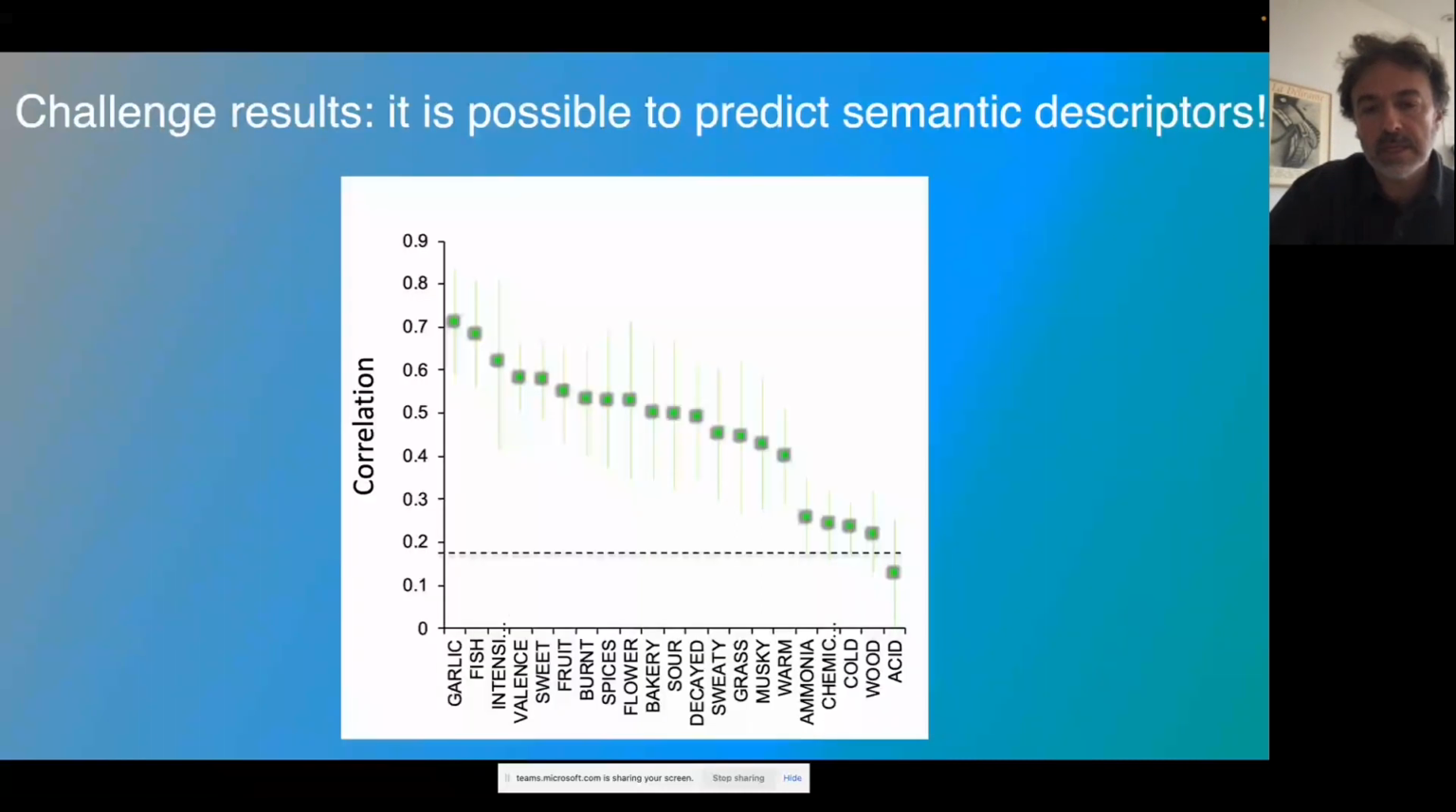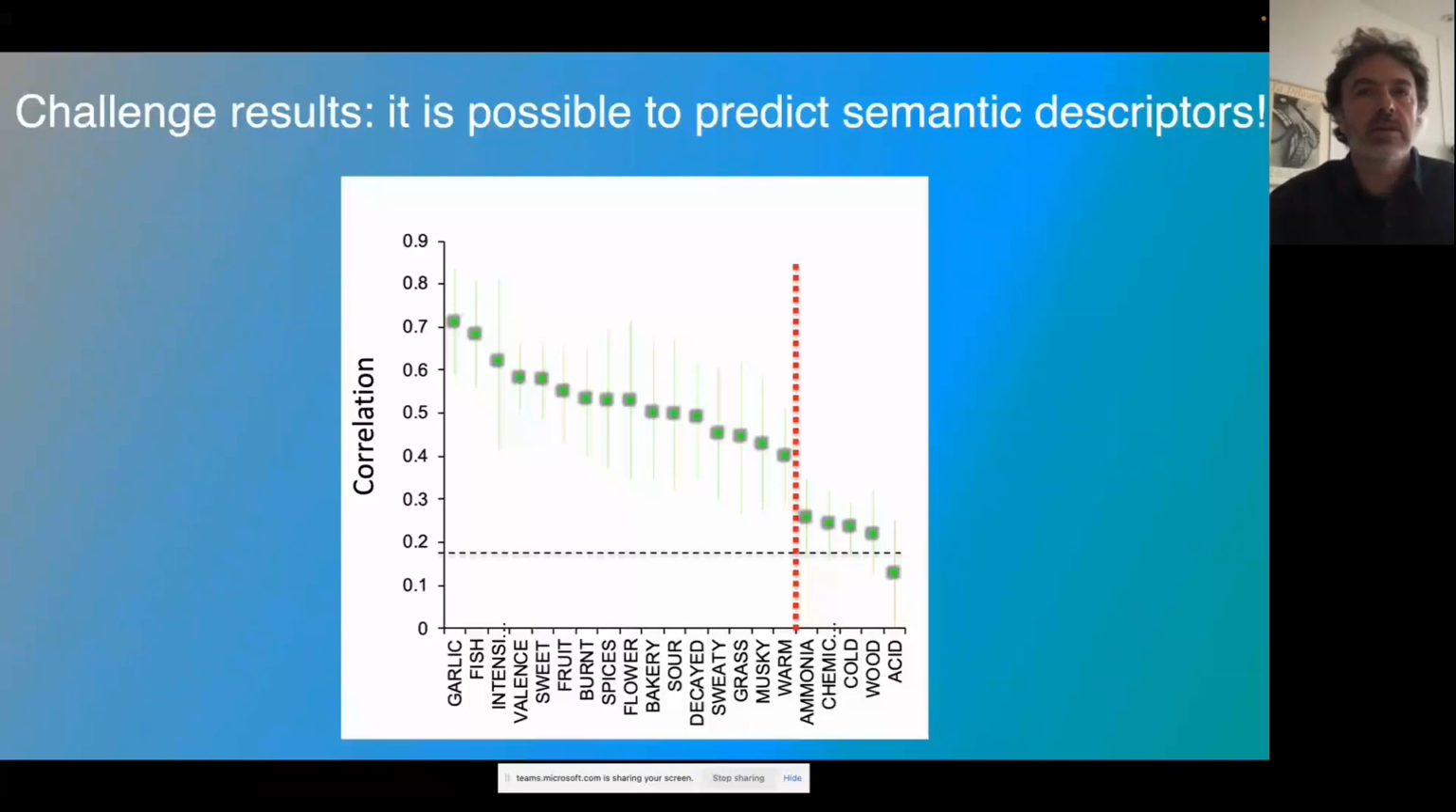And so I think really the big surprise of the challenge, beyond the fact that we could really predict intensity and pleasantness well, was that we could predict a lot of these descriptors well. So garlic, fish, sweet, fruit, burnt, all of these had a correlation of above 0.5. And I think this was really a big surprise, because until now, the only properties that people were trying to predict were intensity and pleasantness.